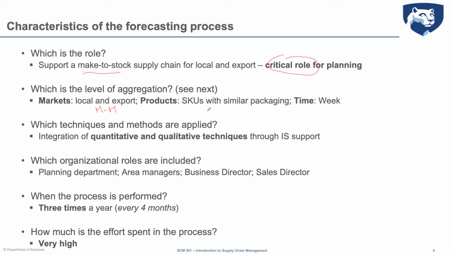For what concerns the product, we have a medium-low level of aggregation because we have a grouping of SKU, stock keeping units, with similar packaging, which is a detailed disaggregation of the type of product that they realize, compared to possible higher usage of category or family of product as unit of analysis of the demand management process. For time, we have a medium level of aggregation if we consider day, week, month, year, and so on. So overall, we can say that the level of aggregation can be considered as medium.